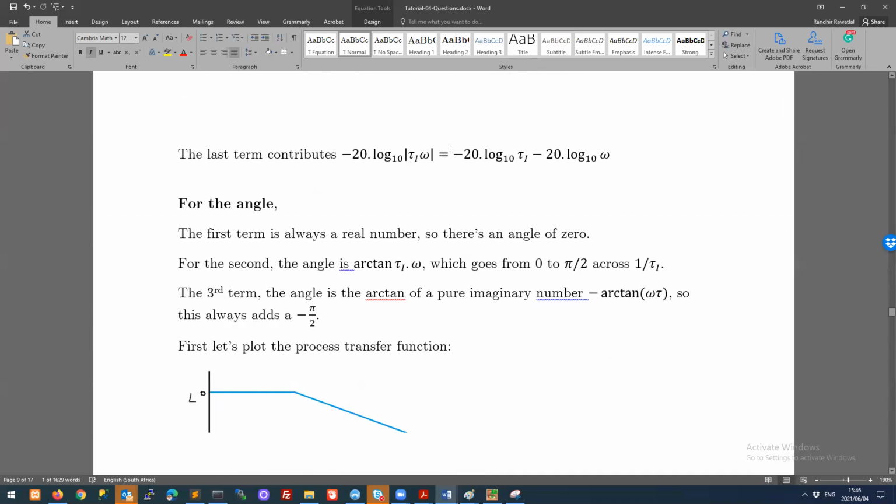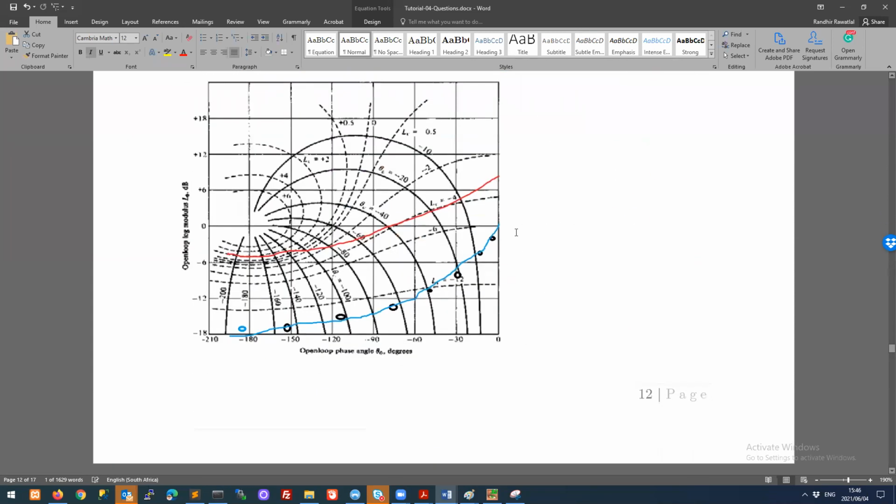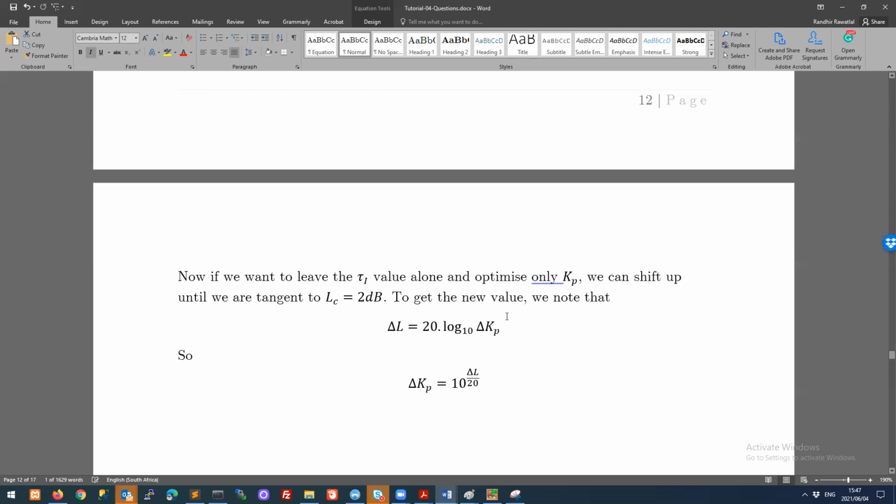Now, going back to our example, we've got these values of L and theta, and we've drawn all these points in here. This blue line is where we currently are. If we want to be tangent to the +2 line, and let's say we were only changing the proportional control, then changing proportional control will shift this line vertically. If we increase our proportional control, this blue line will shift up, and we can stop when it becomes tangent to the +2 line over here. Then we can work out what the proportional value must be if I want that to happen.